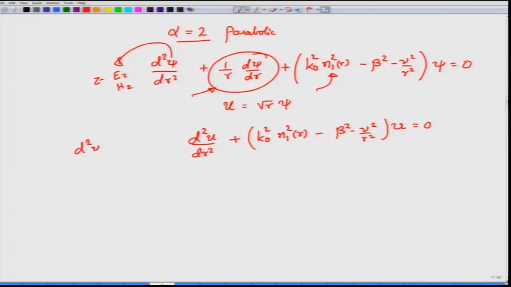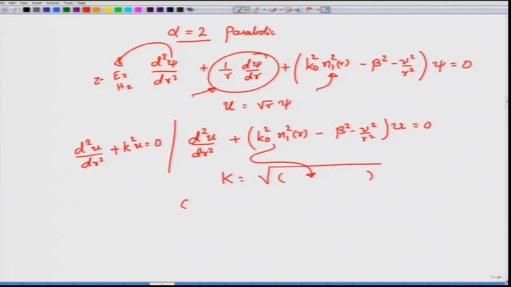So, let us say d square u by dr square plus k square u equal to 0 is what we can write, where k of course will be the square root of this term in the brackets. When k square is a positive constant, then you will have oscillatory kind of solutions, which means these are the guided solutions that you are looking for, and when k square happens to be less than 0, then you will have exponential solutions, or decaying, or what we call evanescent solutions.